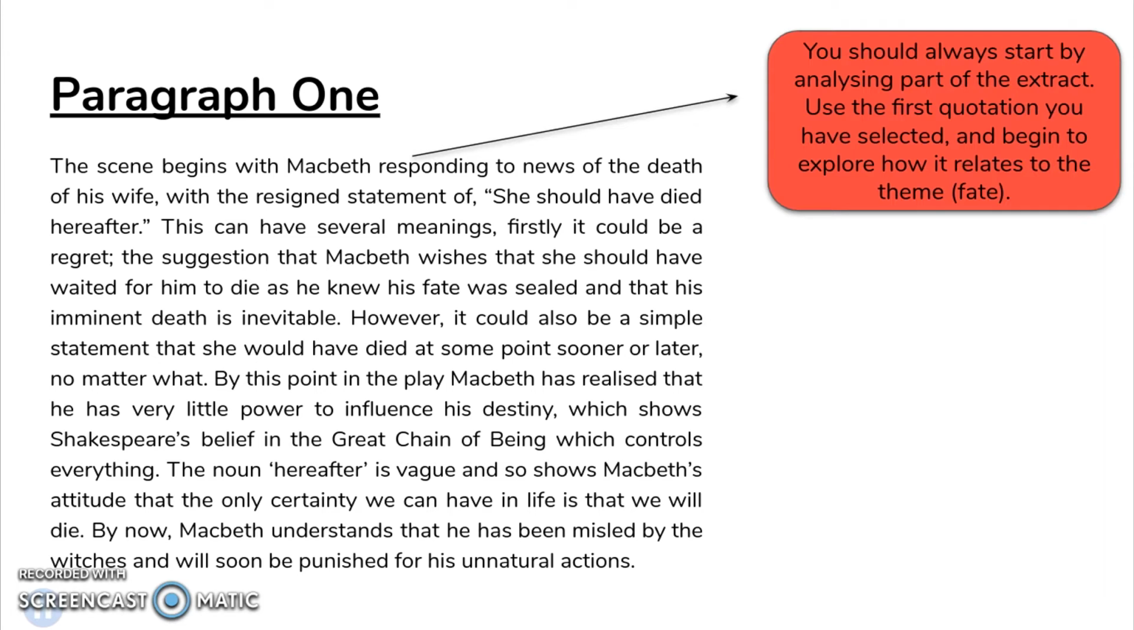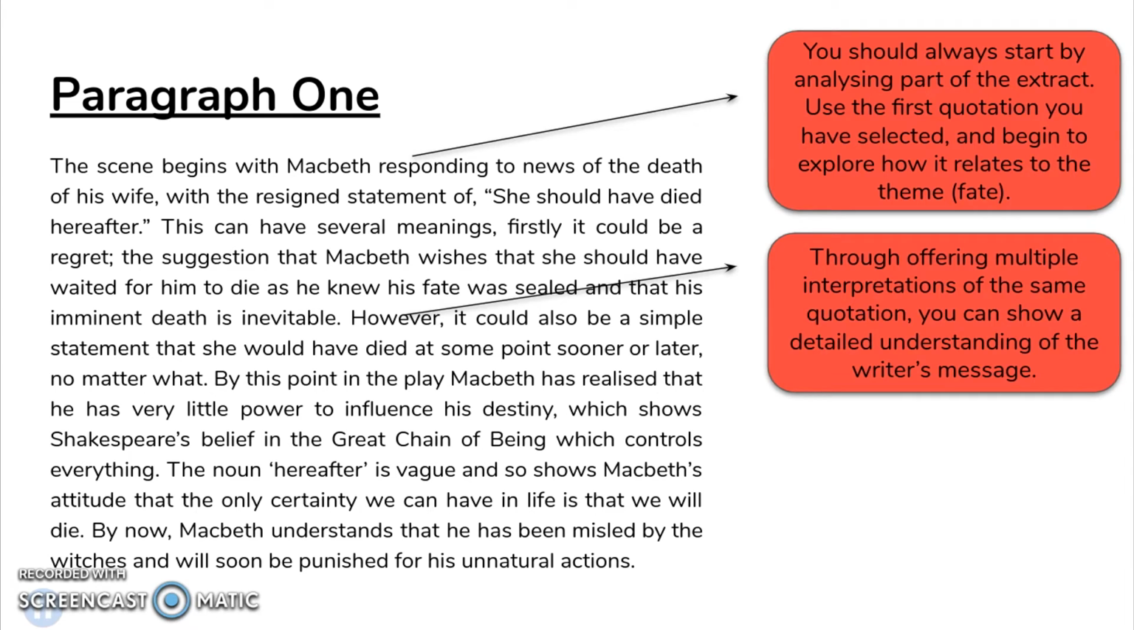"However, it could also be a simple statement that he would have died at some point sooner or later, no matter what." Now, what I'm doing here is offering 2 interpretations. Obviously, that is what you should be doing. That's how to get a higher mark. But I've also just highlighted it very easily. "This could have several meanings" is a way of saying, oh, well, look at me, I'm quite smart, I'm going to talk about more than one thing, okay? It's a very, very signposted way of doing it, but it's a very effective way of reminding the examiner that you are somebody who is aiming for those top marks, okay?